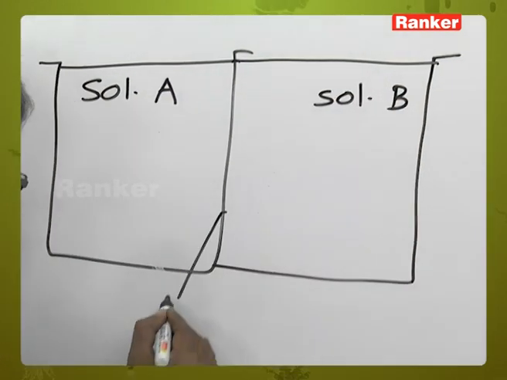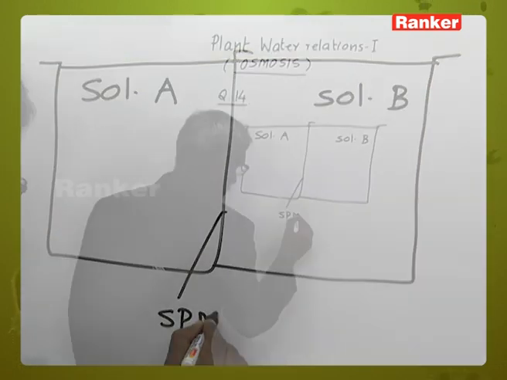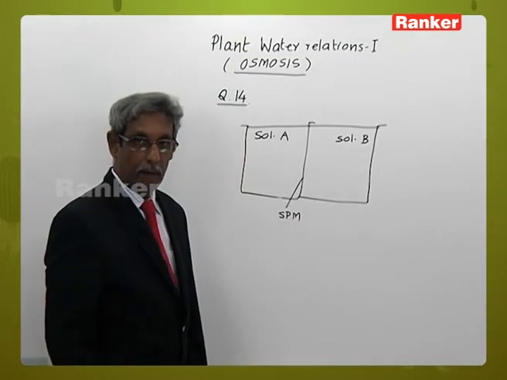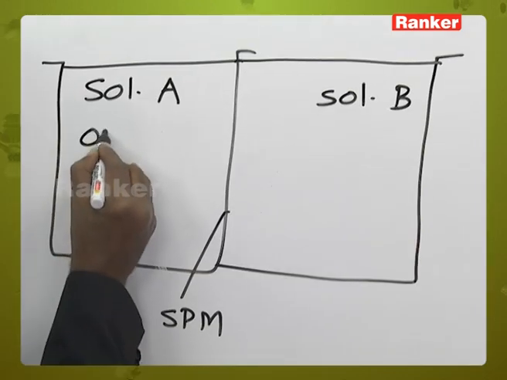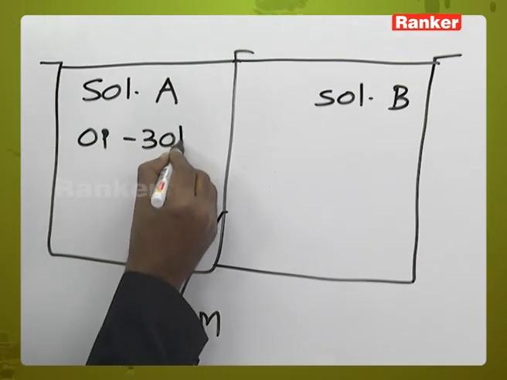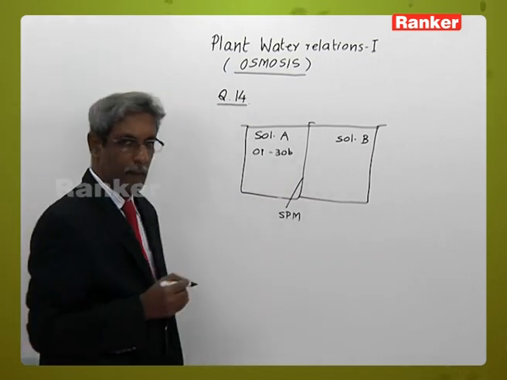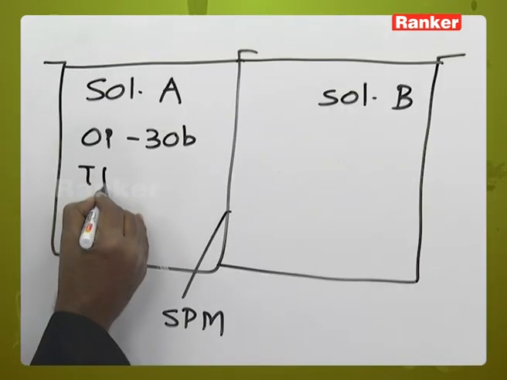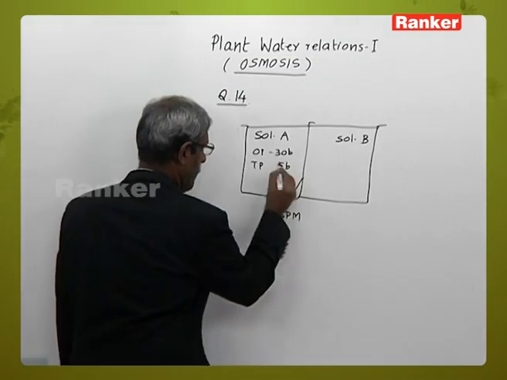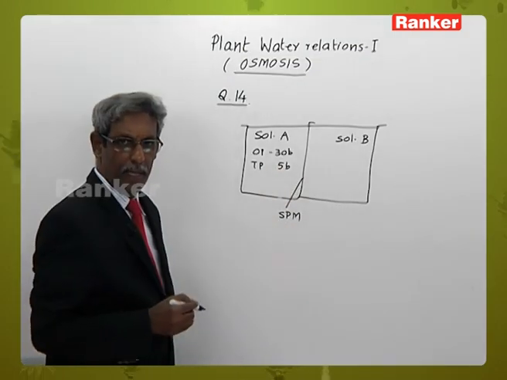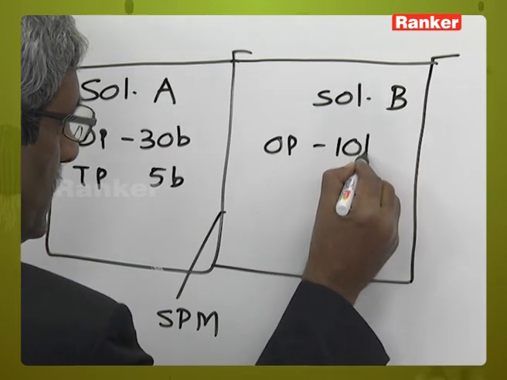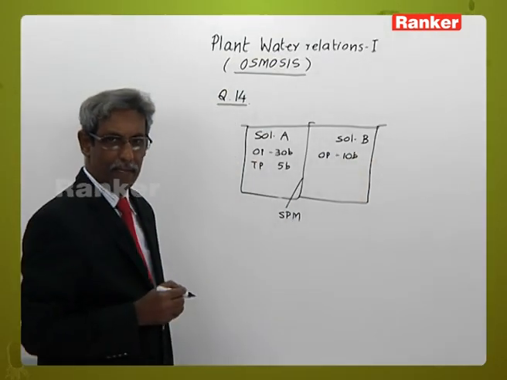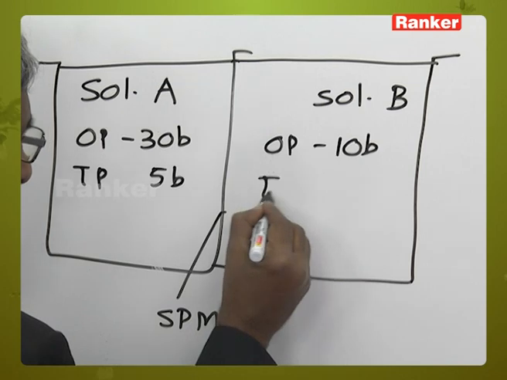Which are separated by a semi-permeable membrane. Now, in solution A, the osmotic pressure OP is equal to minus 30 bars and the turgor pressure is 5 bars. Whereas in solution B, the OP is minus 10 bars and the turgor pressure is 0.